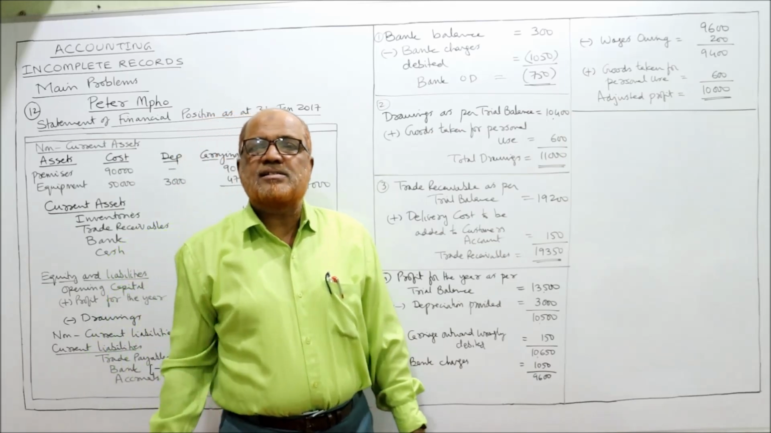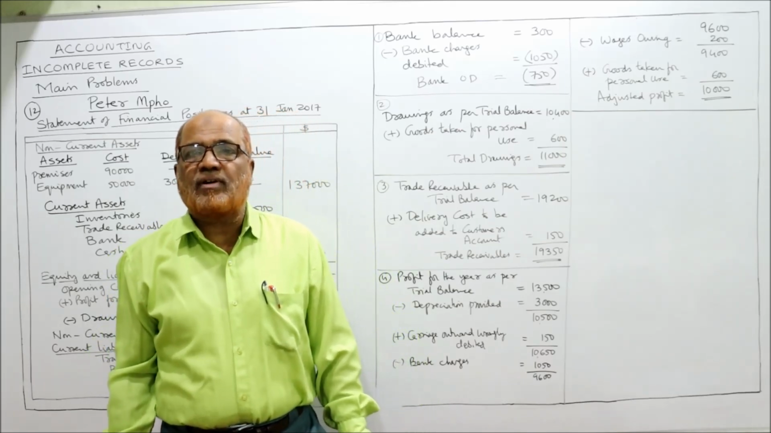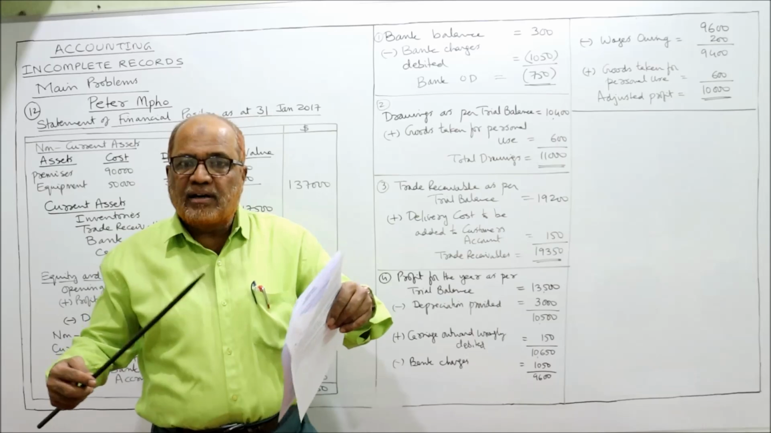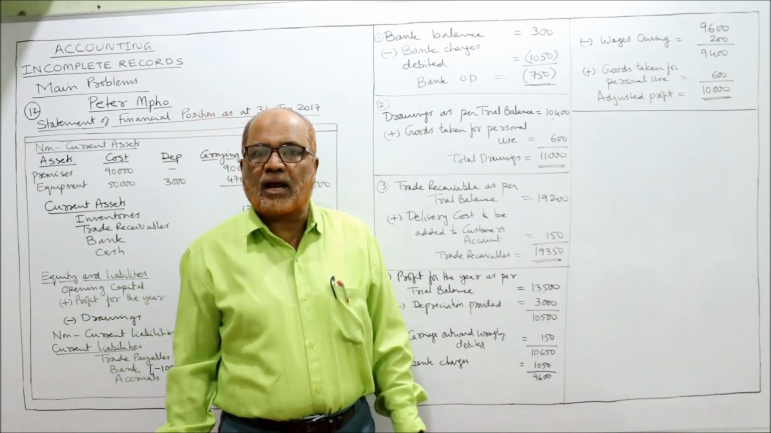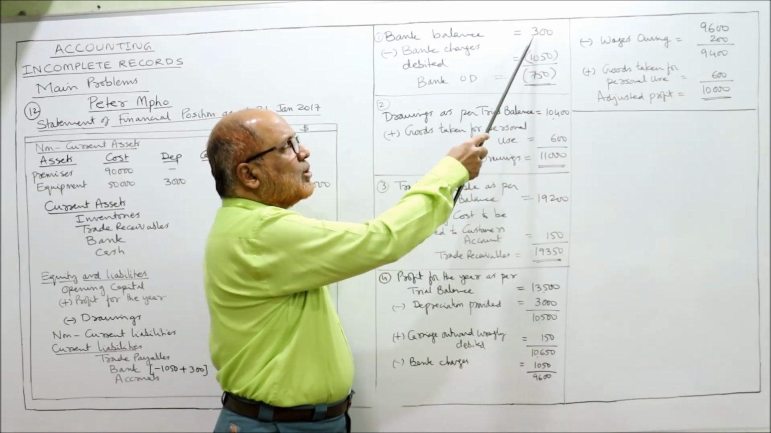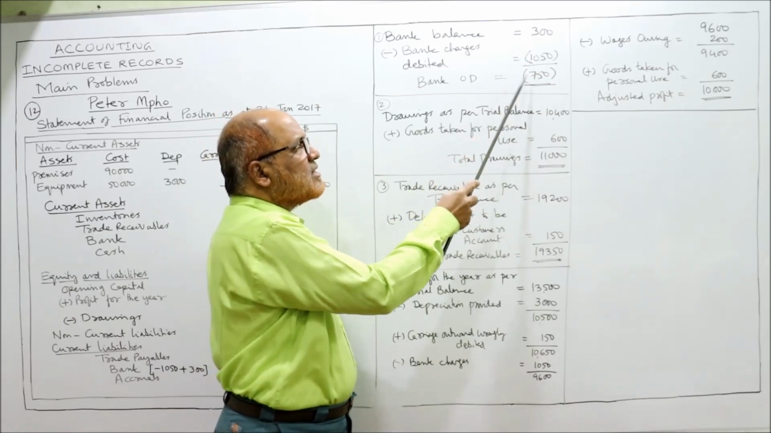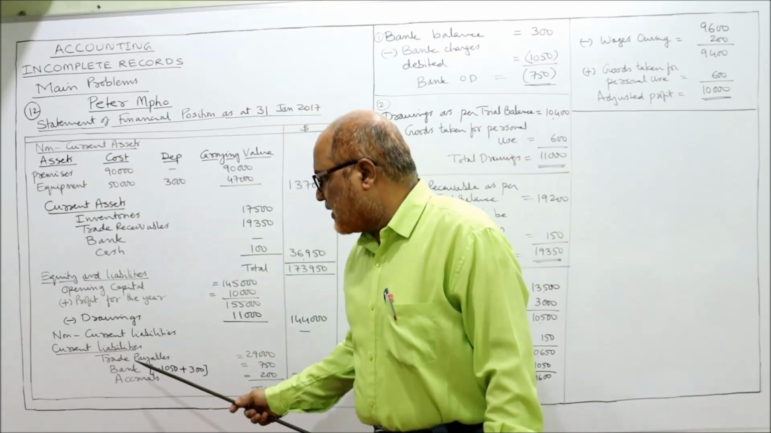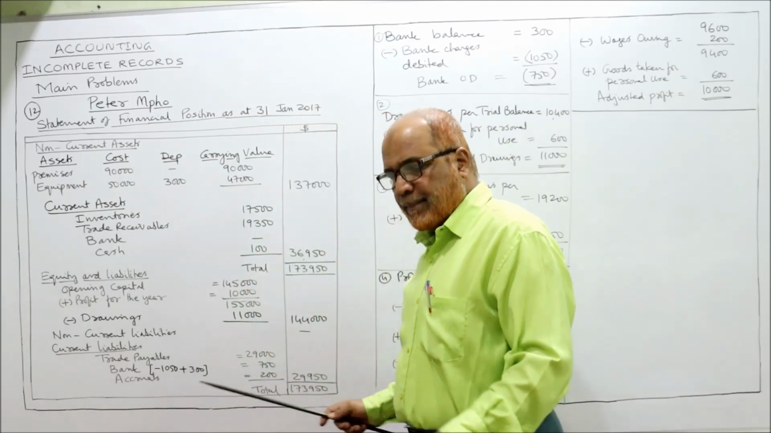But the adjustment is saying that bank charges are 1,050. The banker will take 1,050 from our account. So this 1,050 is an expenditure. So 300 minus 1,050, 750 is the bank overdraft. So here I have taken bank overdraft 750.